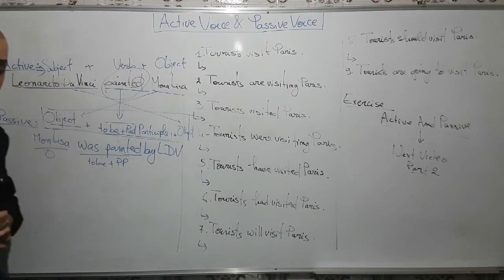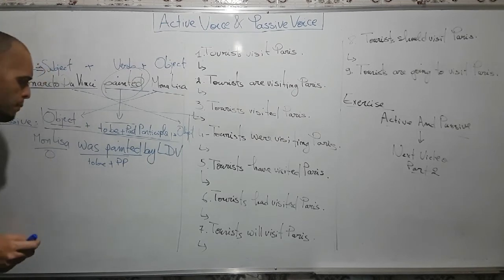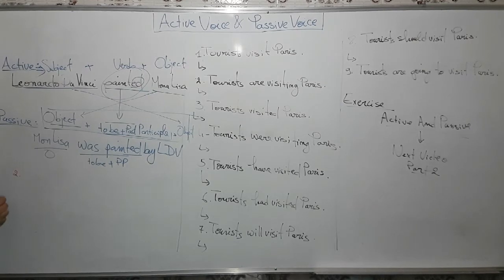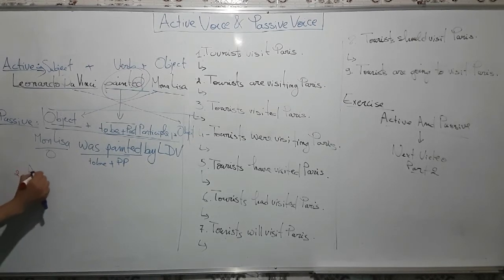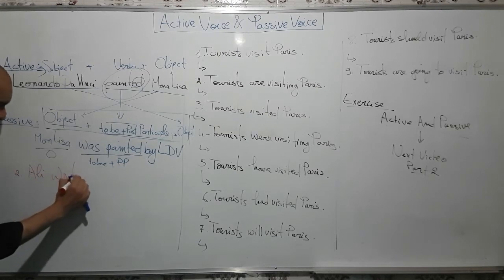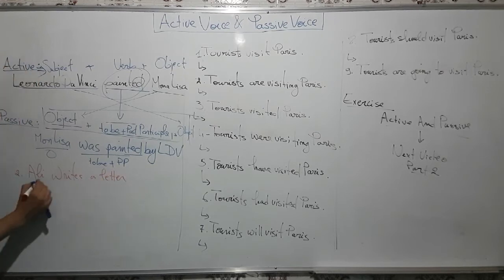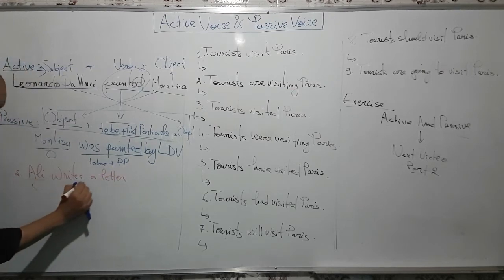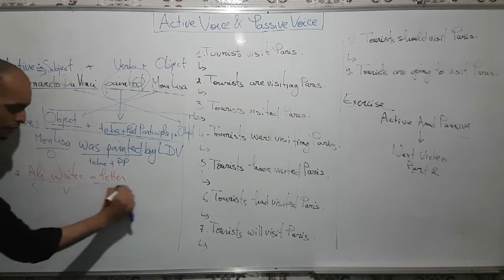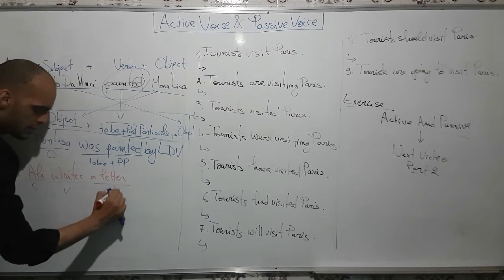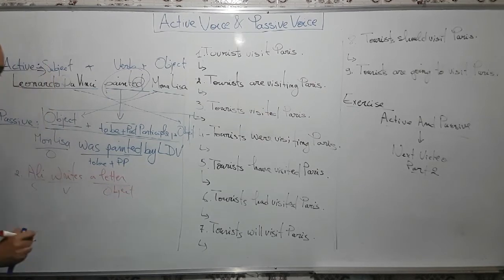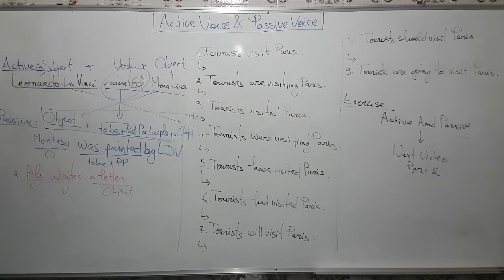I will give you another example. So number two. For example, Ali writes a letter. So Ali is a subject, writes is a verb, a letter is an object. Okay? So let's convert it. A letter.